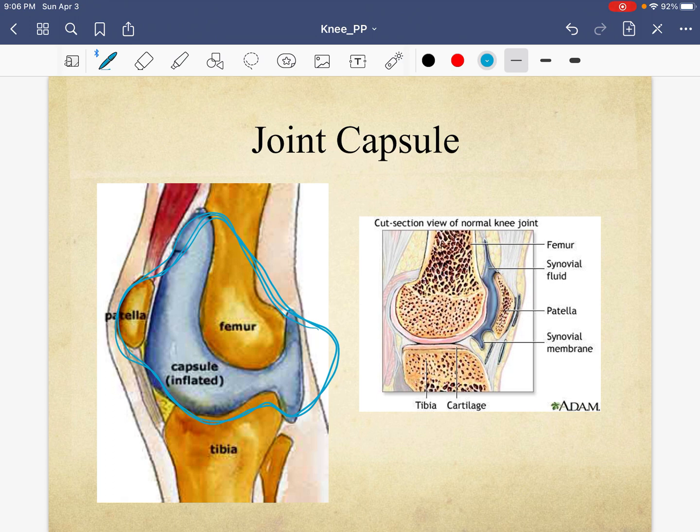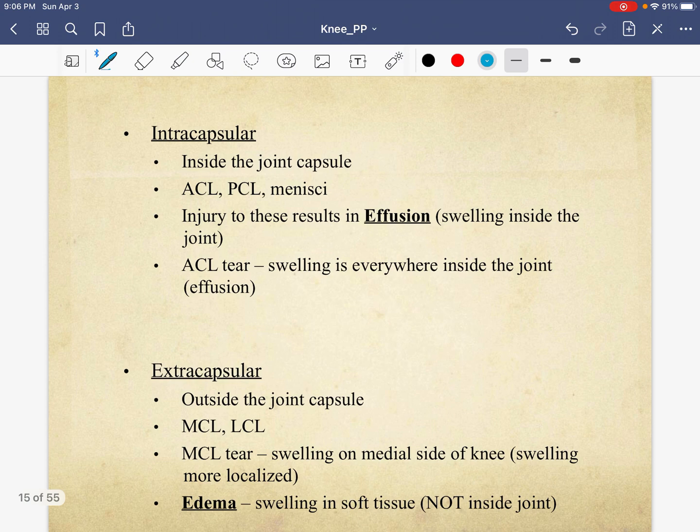The joint capsule is pretty thin, it's pretty loose. That word lax or laxity refers to looseness. Let's talk about intracapsular versus extracapsular. I've even given you some more notes here. This is true of any joint, but with the knee, we tend to talk about it more because of those ligaments and injuries to them.